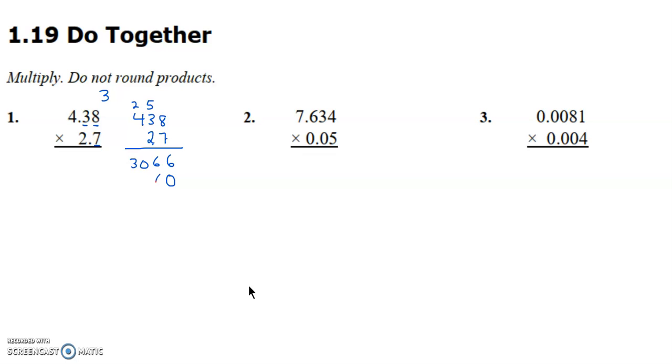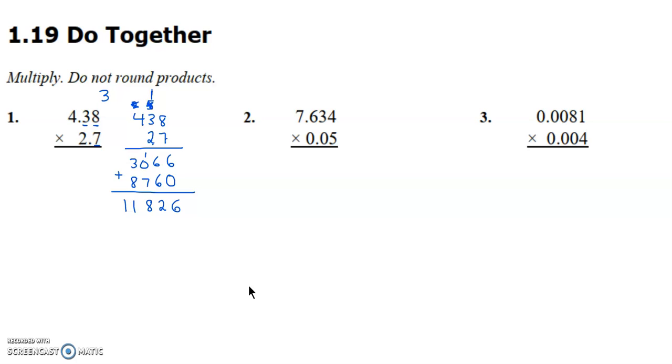2 times 8 is 16. Carry my 1. 2 times 3 is 6, plus 1 is 7, and 2 times 4 is 8, and I'm ready to add my 2 rows. I'll have a 6, a 12, carry my 1, an 8, and an 11. So I have 11, 8, 2, 6. And remember, we're dealing with decimals.